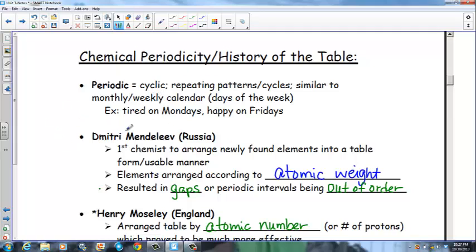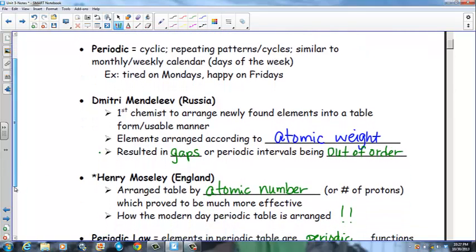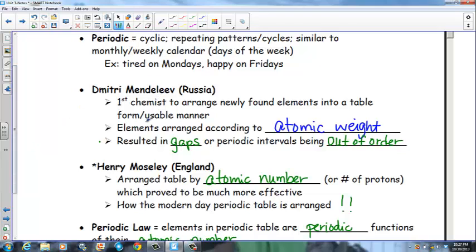So to sum up, we have Dmitri Mendeleev from Russia, the first chemist to arrange newly found elements into a table form in a usable manner. And then it was built off of that, so he was the foundation. Elements were arranged according to atomic weight, and this resulted in gaps or periodic intervals being out of order. So there were errors, and it wasn't going to be the best table to use.